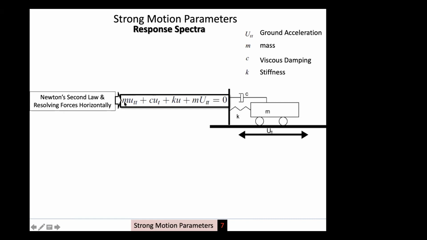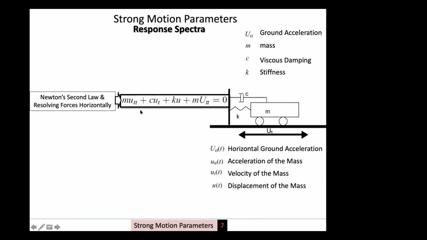which tells us that if we multiply mass by the acceleration of the mass, not the acceleration of the ground, plus the viscous damping by velocity, and stiffness by displacement, it equals the mass times the ground acceleration. So this is the ground acceleration and this is the mass acceleration.